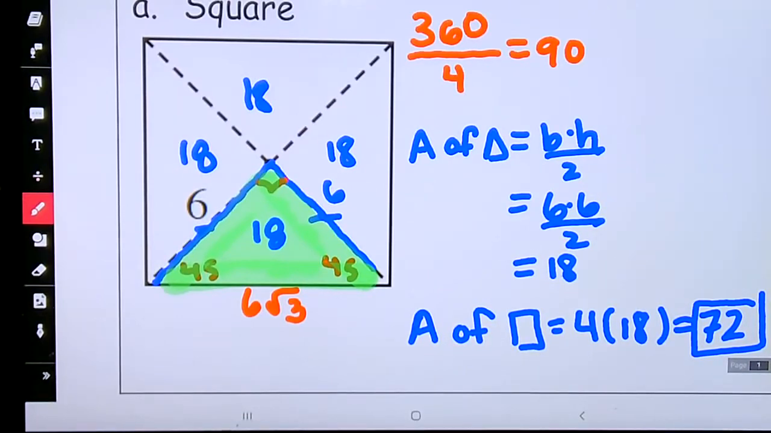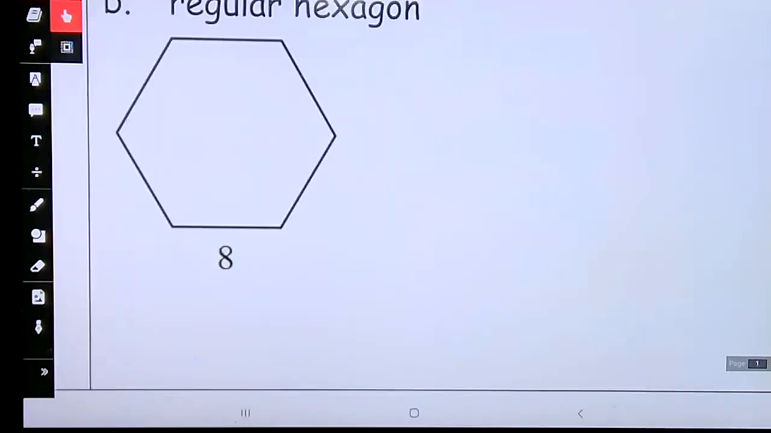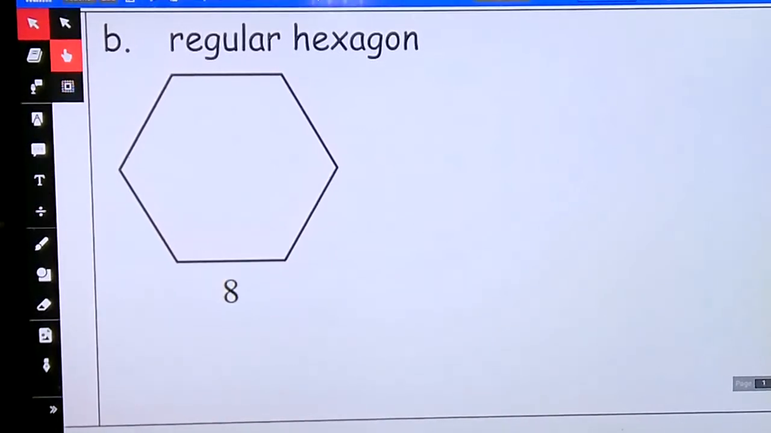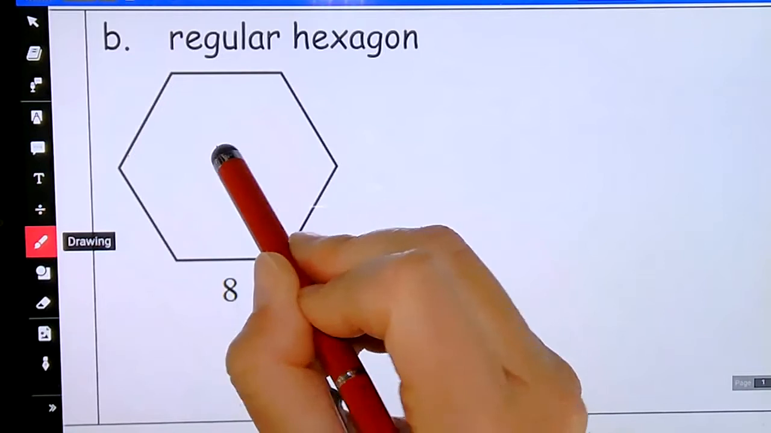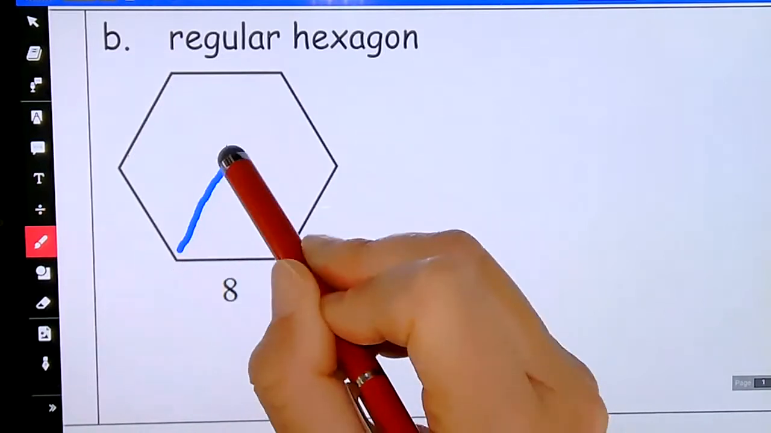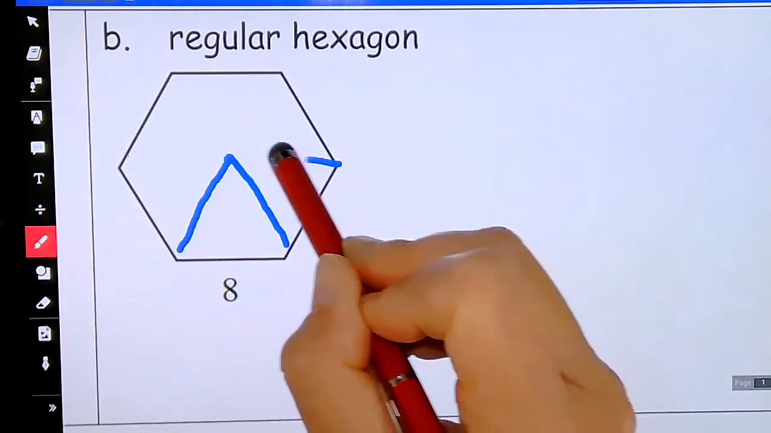Now on the next one, letter B, I have a regular hexagon. So I'm going to do the same setup where I'm going to start at the center and draw out. And when I draw out, I am going to get 6 of these, okay?